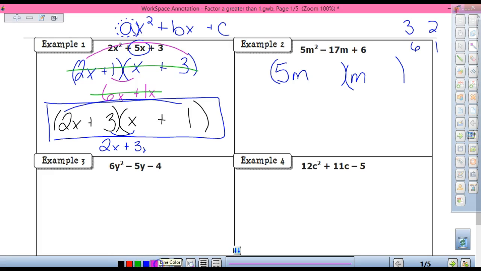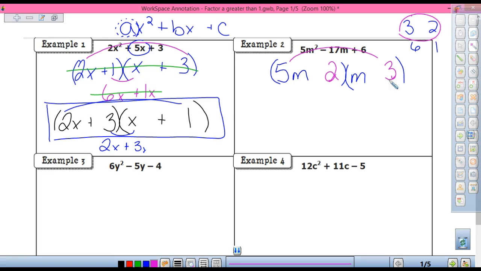Okay, so this is kind of how I think about it sometimes. If I'm going to use 3 and 2, if I put a 3 right here, how many m's is that going to give me? Right there is going to give me a 15, right? So then what would I put here? 2. And so I have a 15 and a 2. Is that going to get me to 17? Sweet. So I'm on the right track.